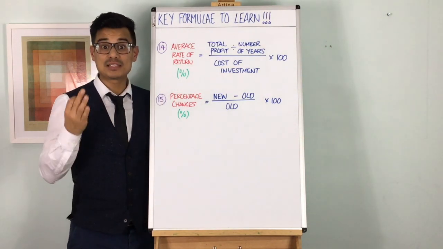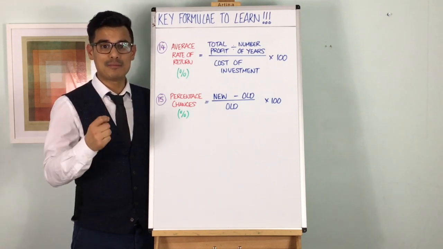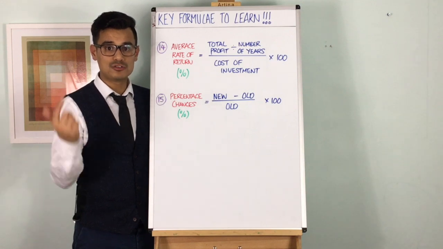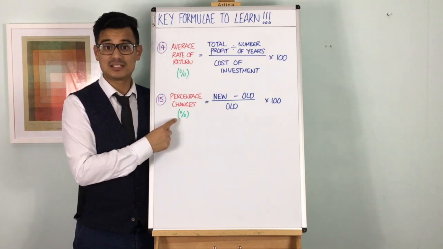And number 15 is percentage changes. Percentage changes, clearly measured in percentages, and remember, new number minus old number divided by old number times by 100, and that gets you the percentage change.